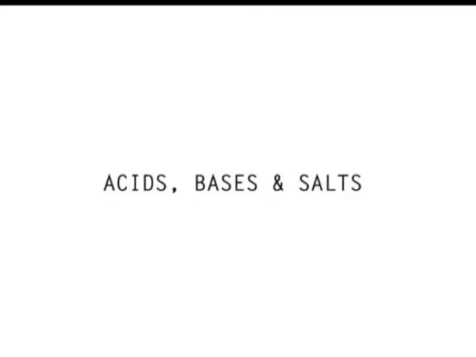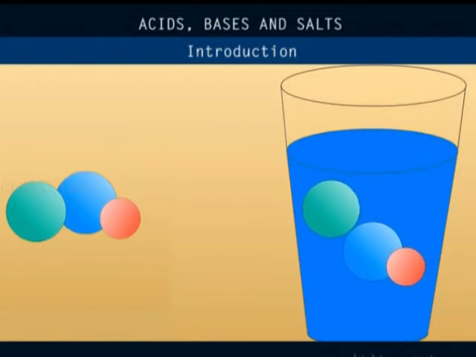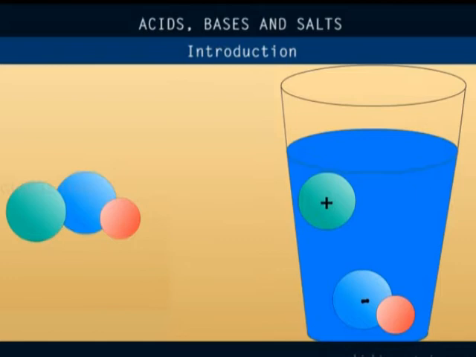Chapter 1: Acids, Bases and Salts. Acids, bases and salts are substances that dissociate in solution of water to form charged particles or ions, that is, cations and anions.